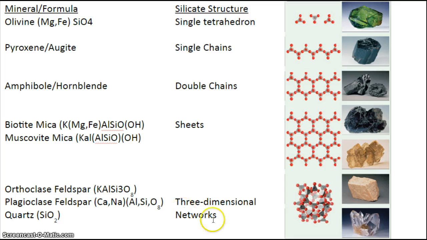And these are the most complex, the most sophisticated. These are where the single tetrahedra are now all over the place in the three-dimensional network. Very, very strong covalent bonds. These are also some of the harder minerals because of those strong covalent bonds. So my feldspars, both orthoclase, which is in the picture here, and plagioclase, and quartz both have hardnesses between 6 to 7. So those are fairly hard on most hardness scales.